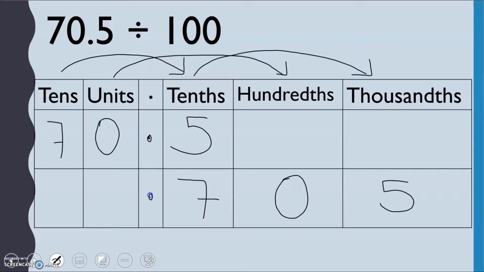And then again, for this to make sense, I need my decimal point and a 0 in my units. We don't need to fill in tens, it's just 0.705 for our answer. And as we can see, just like last time, we have 2 zeros, so we have moved that decimal point 2 spaces forward.